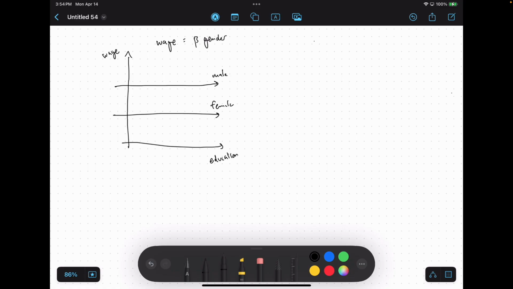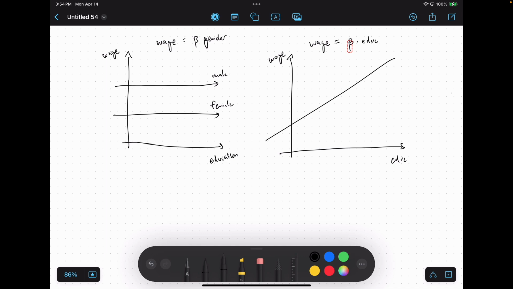Okay, and so what if I had wage as just beta times education? In that case, we would see wage against education, and we would just see a line, right? And that positive line, that slope, is just, for every year of education I receive, I get some beta amount of extra income.